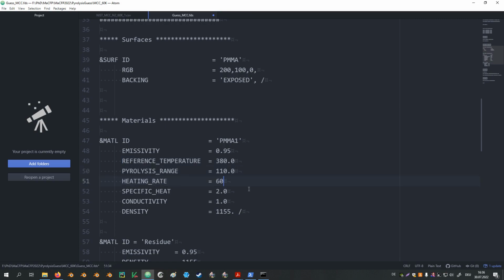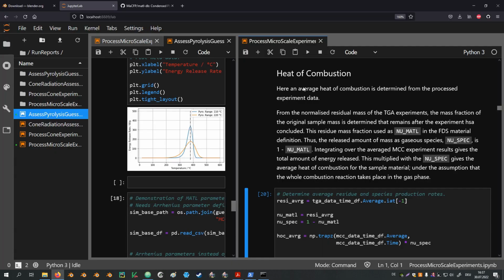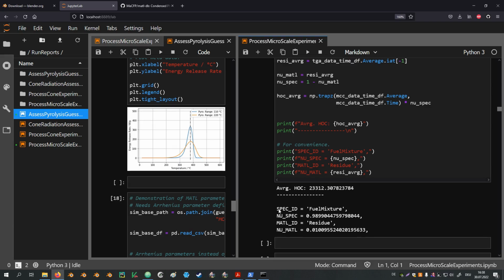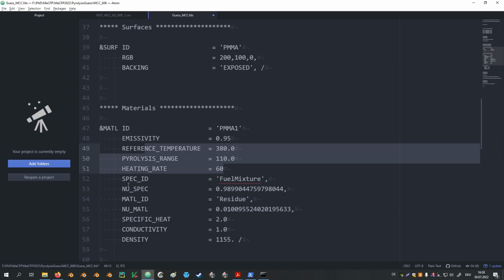So what we need now is something to allow for a combustion reaction. Remember, in the other notebook we had determined an average heat of combustion. And since we have already prepared the input lines, we can just copy these lines over. Okay, following this decomposition reaction, our material will release this amount of gas and this amount of solid residue. Now we need to make sure that our IDs for the species and also for the material fit into the definition of this input file.